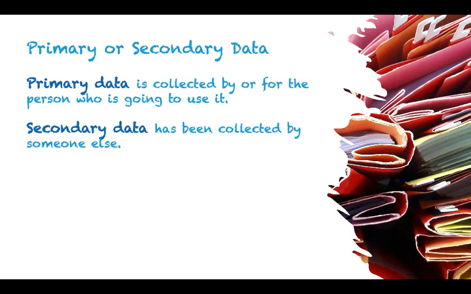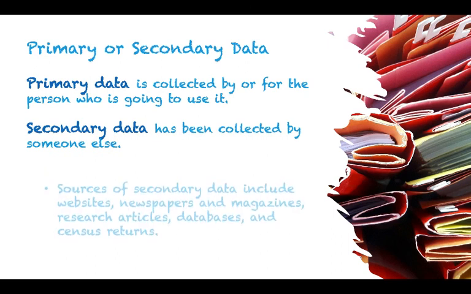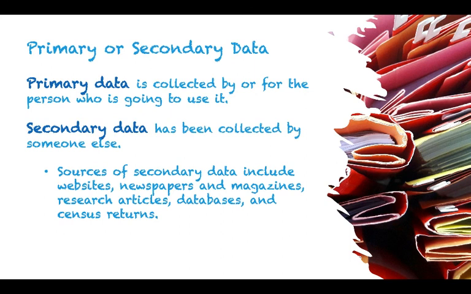Secondary data has been collected by someone else. Sources of secondary data include websites, newspapers and magazines, research articles, databases and census returns. Sources of secondary data are often online.